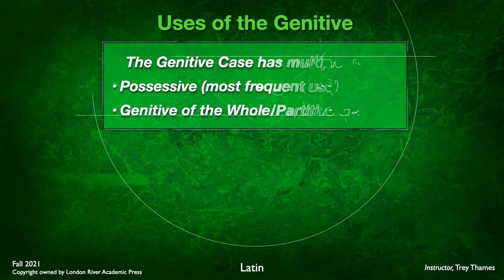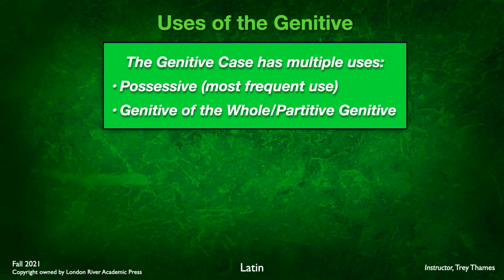Now, remember, when we've talked about uses of the genitive, we've primarily said that genitive shows possession. You need to understand at this point, as we're developing our understanding of Latin grammar, that genitive actually has multiple uses. The most frequent is possessive. But now we're going to begin to add to our Latin repertoire, and we're going to see firstly that another use of the genitive is the genitive of the whole, or the partitive genitive.